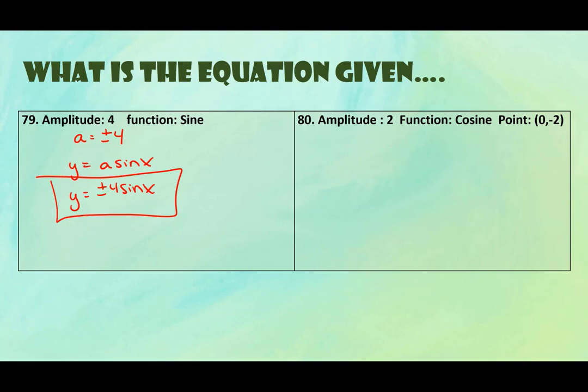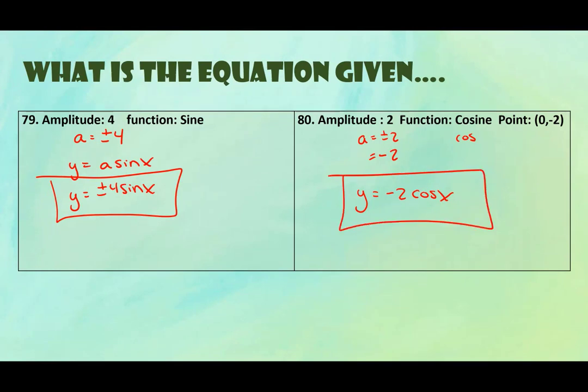Now, if we look at 80, we know that our amplitude is 2, so this tells us that we have plus or minus 2, and our function is cosine. So we're looking at cosine, but then it gives us a point as well: 0, negative 2. So this means it's crossing the y-axis at a negative point. That actually tells us that this has to be negative 2. Not plus or minus, it can only be negative 2. So that means our function is going to be y is equal to negative 2 cosine of x. Guys, I promise we're almost there.